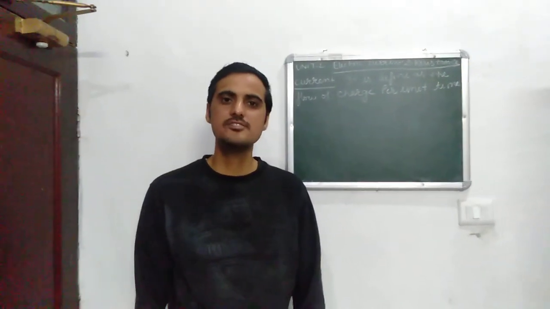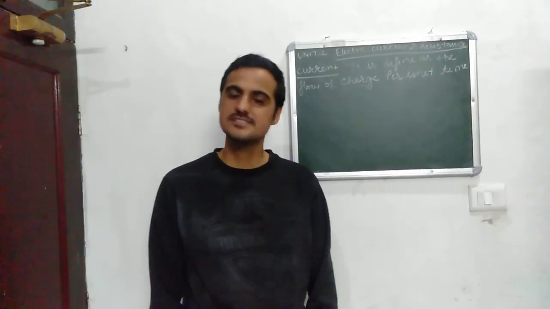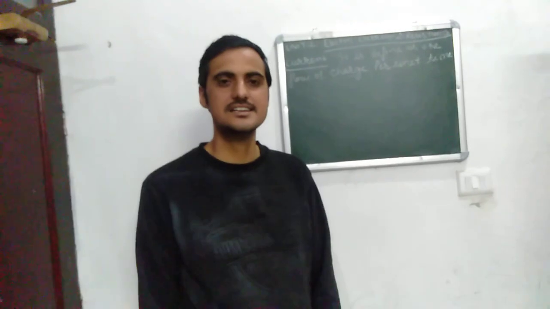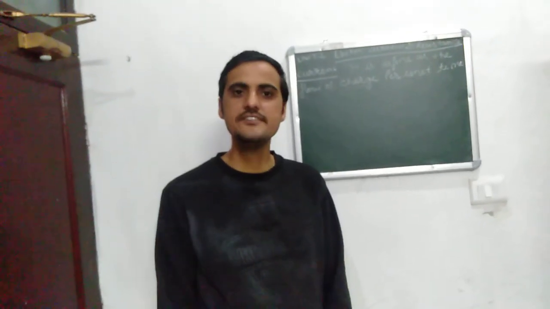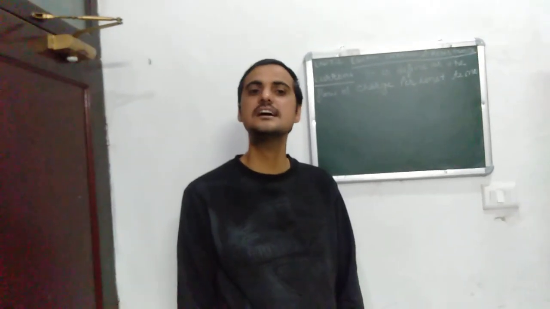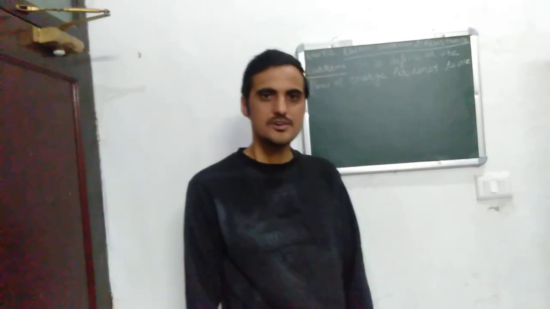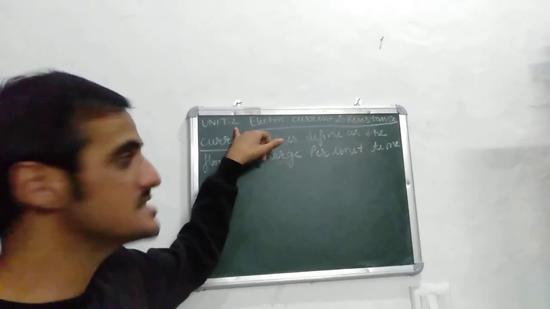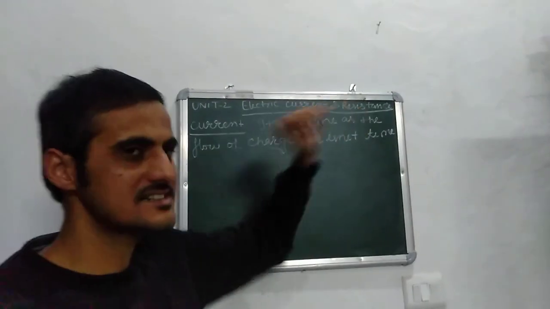As you know, our first chapter, electrostatics, has been done. Today I am going to start my new topic, current electricity. It is unit 2. It will cover 7 marks in the HP board examination. Unit 2 is current electricity and its first part is electric current and resistance.